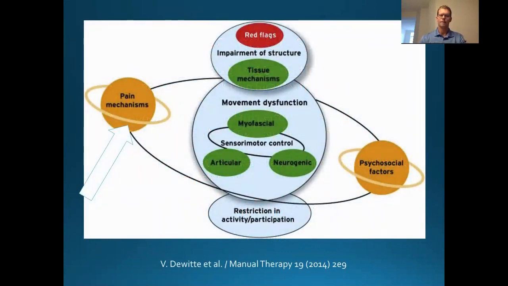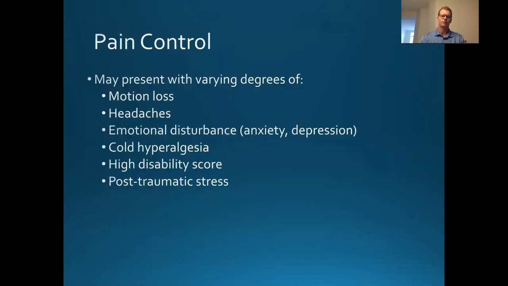Finally, when we look at different pain mechanisms that could be contributing to one's symptoms, from a treatment perspective, we need to get into a pain control model. So if someone fits this pain mechanism or pain control, if they present here where they're having high levels of pain or other things going on, they're probably going to present with varying degrees of motion loss, headaches. They might have emotional disturbances, cold hyperalgesia, high disability scores, or post-traumatic stress.